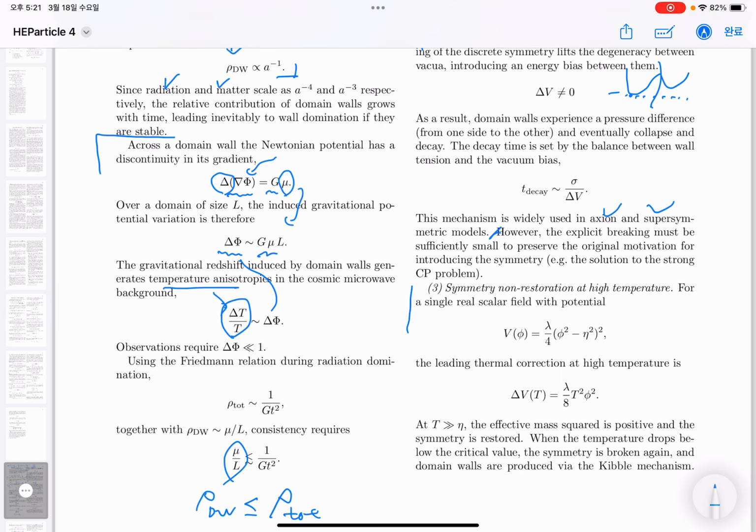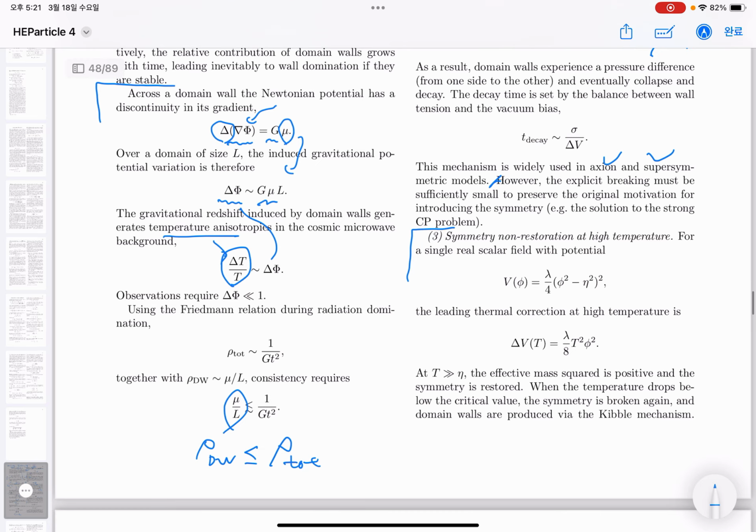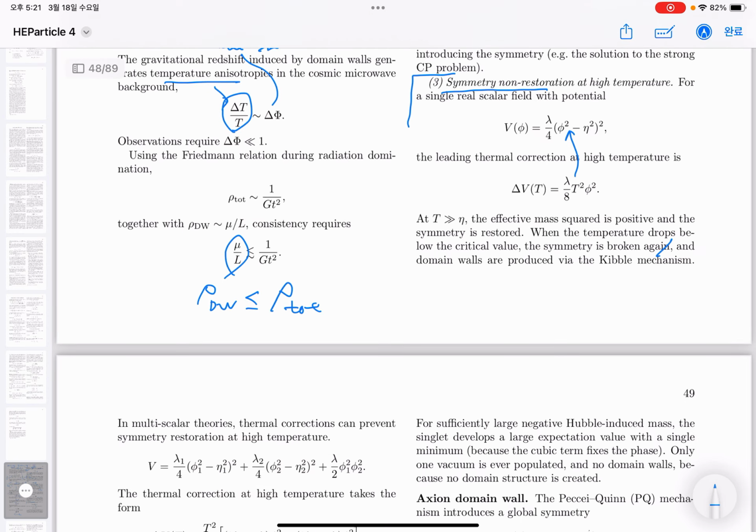The other possible way to resolve the domain wall problem is symmetry non-restoration at high temperatures. This means that even though the energy scale is very high, there is no symmetry restoration. One can introduce additional thermal corrections at the high temperatures. Then these thermal corrections make the effective mass, especially the quadratic terms, always positive. So the symmetry is restored. But when the temperature drops below the critical value, then the symmetry is broken again. So the domain wall is produced via such a Kibble mechanism with the thermal correction.